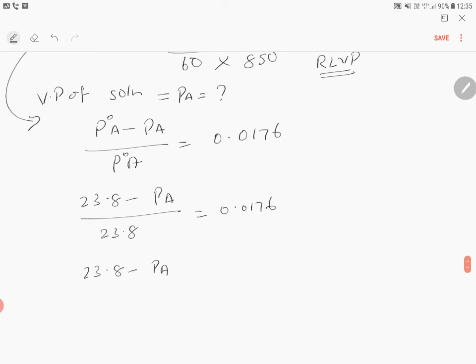23.8 minus PA is equal to 0.0176 into 23.8, that is equal to 0.42. Therefore PA is equal to 23.8 minus 0.42, that's equal to 23.38 millimeter of mercury.